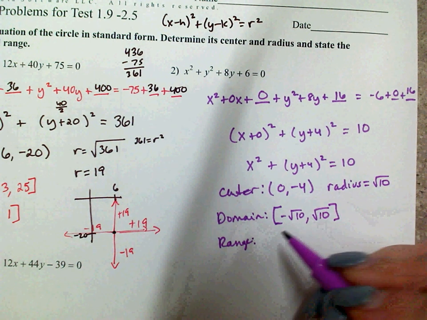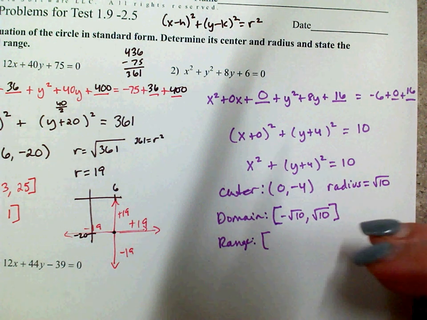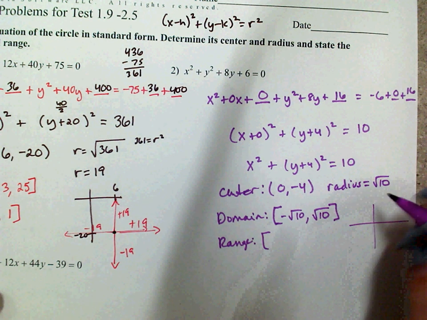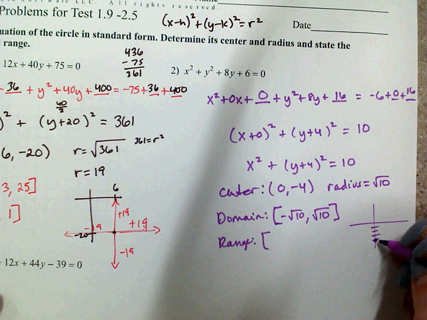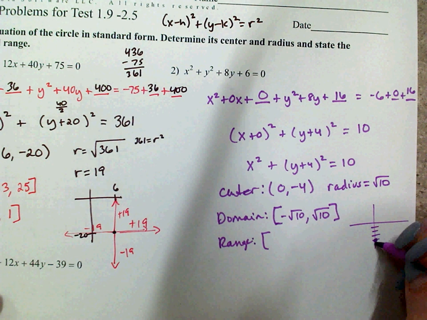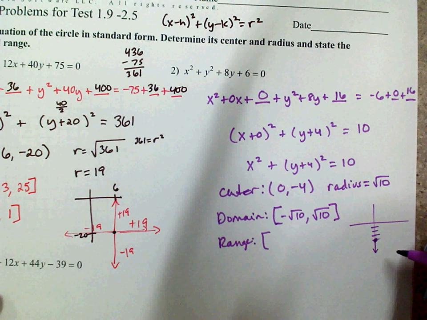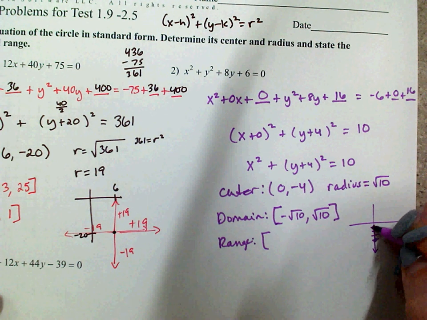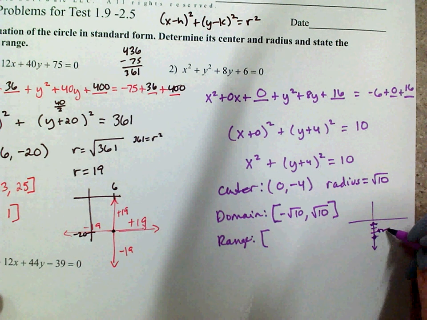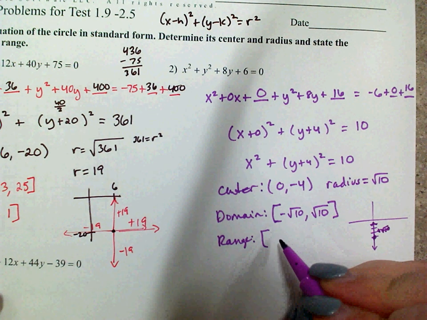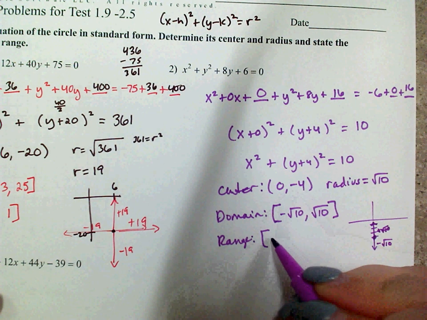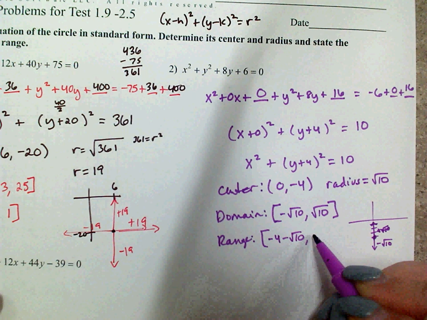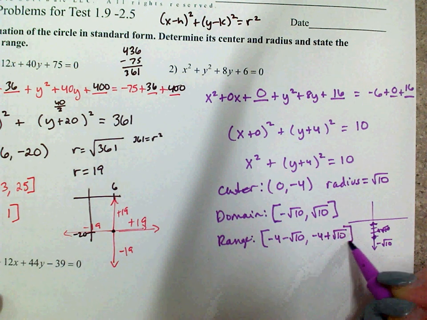Now your range, you go from the y value. So we had 0, negative 4, there's my center. If you go up and down the square root of 10, which is a little bit greater than the square root of 9, which is 3, you're just adding the square root of 10 and then subtracting the square root of 10. So you take your center, negative 4, and you subtract square root of 10, and you add square root of 10. And there's your range.